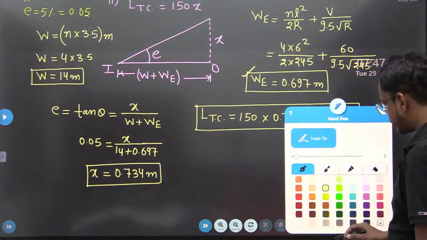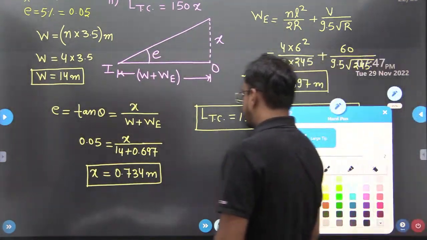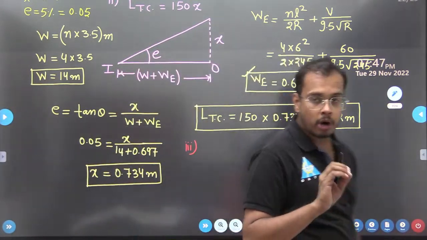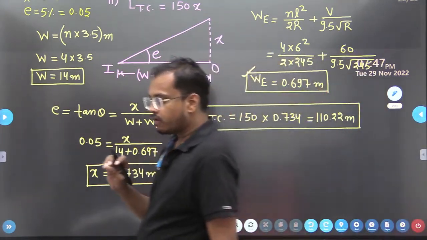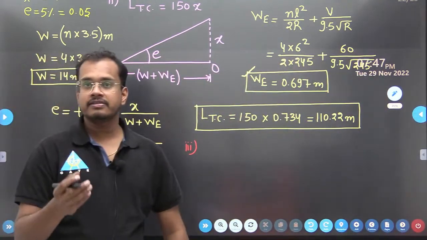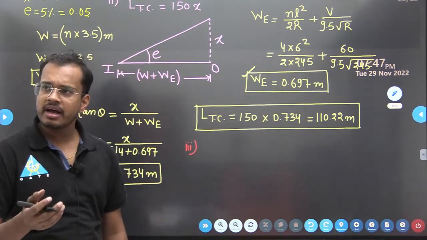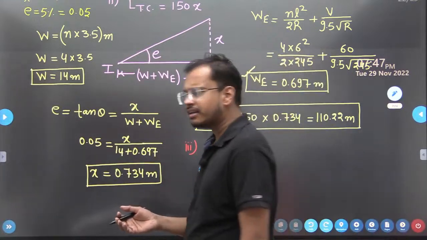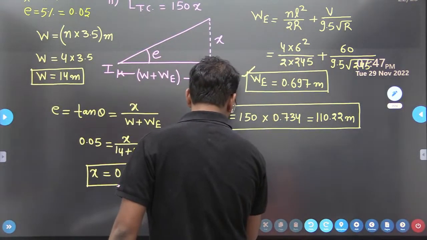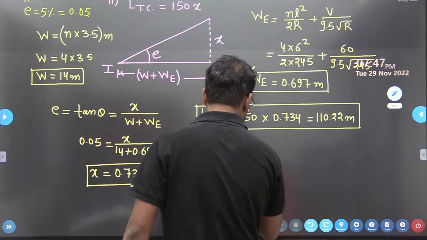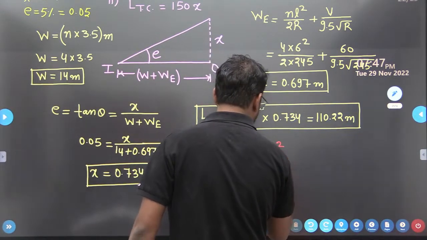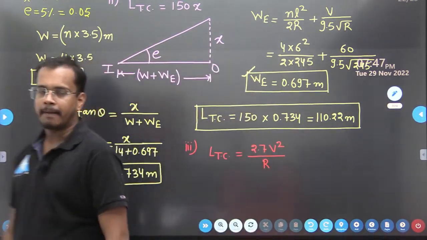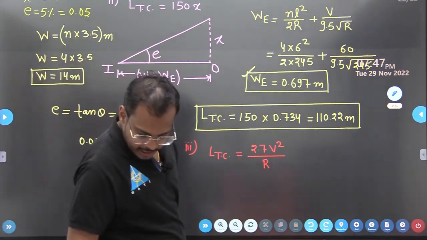Third criteria is length of transition curve on the basis of empirical formula given by IRC. Some empirical formulas are given by IRC for calculation of length of transition curve. Then what is the formula for plane terrain? The length of transition curve is equal to 2.7 V square upon R. The formula is derived in such a way that speed is directly put in kilometers per hour. Am I right?